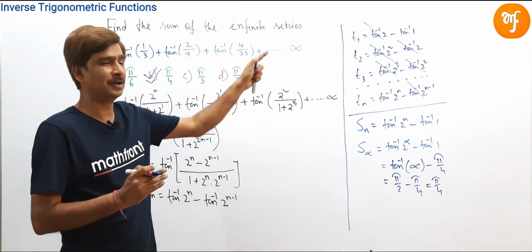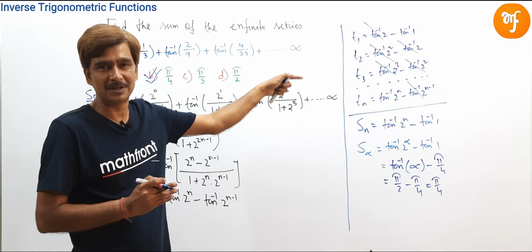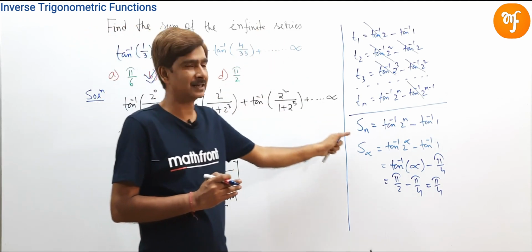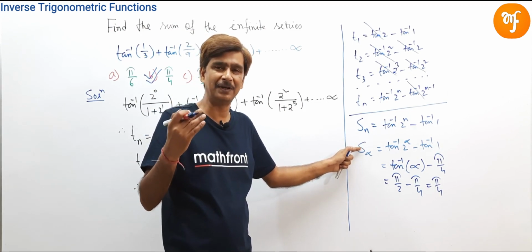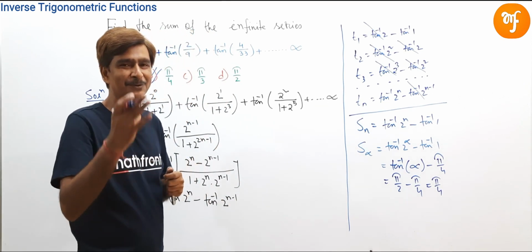Okay, then consecutively we have to put n equal to 1, 2, 3, 4, 5, 6 until n in the expression of Tn. Then we will get Sn, and finally we have to put n as infinity to get S infinity. Understand? Clear? Okay, now come to the next question.